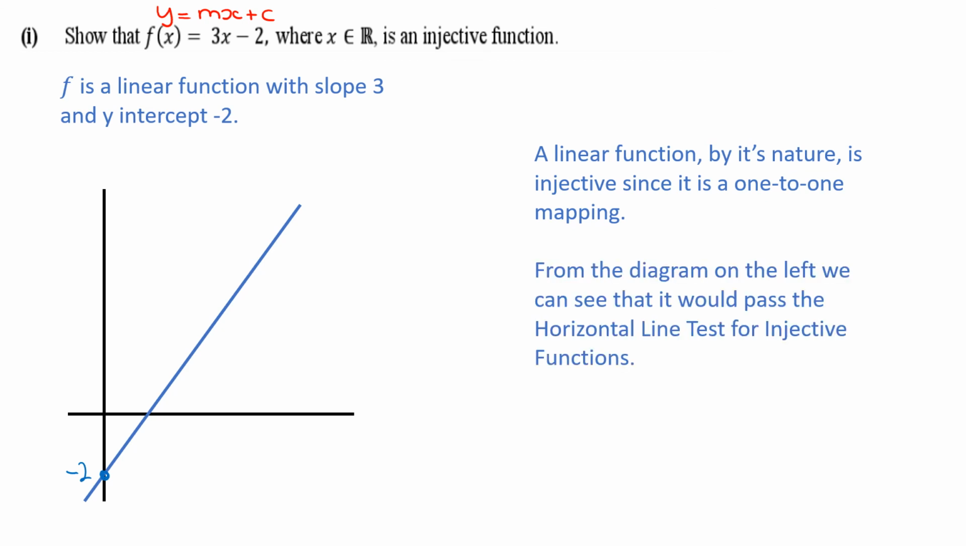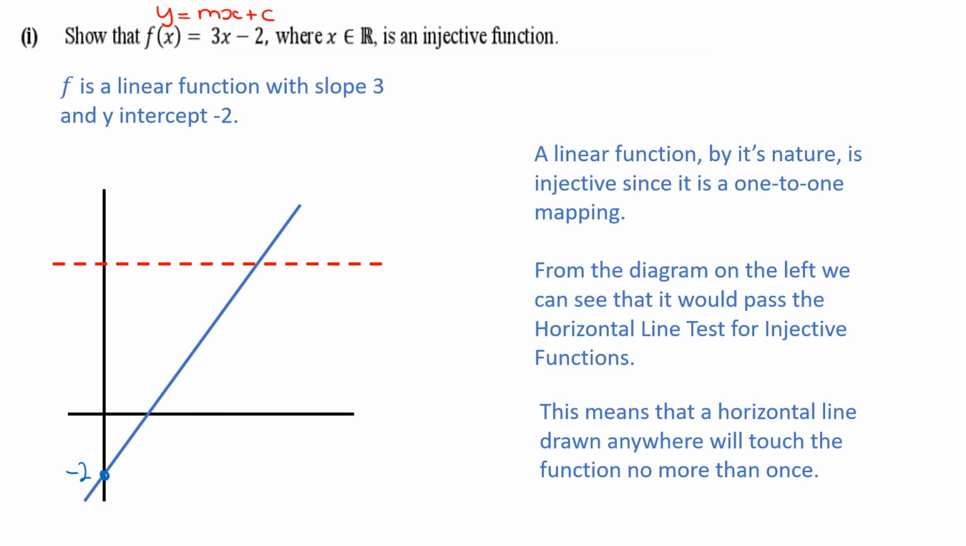I'm going to say from the diagram on the left, we can see that it would pass the horizontal line test for injective functions. How we know this is if I draw a horizontal line anywhere, it will touch the graph at most once. So it means that the horizontal line drawn anywhere will touch the function, in this case our line, no more than once. And we can see this once crossing over, therefore it is injective.